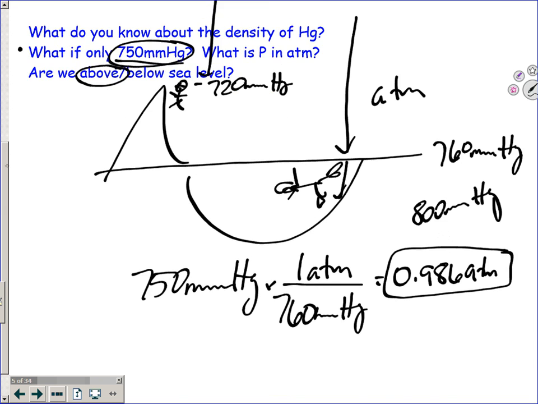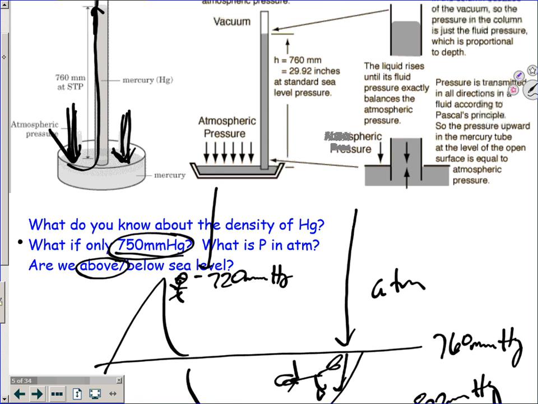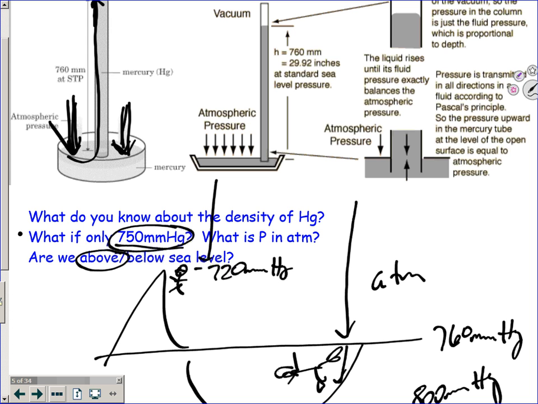Okay. And over here, one thing I wanted to mention about mercury is, we use mercury in barometers because it has a very unique property. It's its density. What do we know about the density of mercury? Is it super dense or super not dense? Super dense, right? It's very, very dense. So what do you know about the particles?